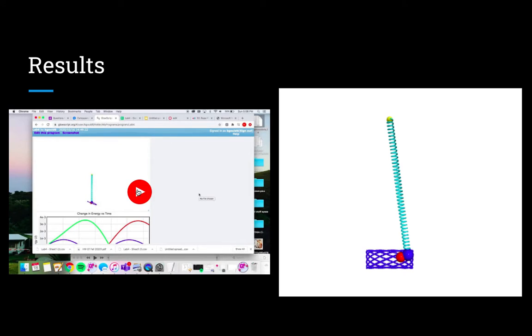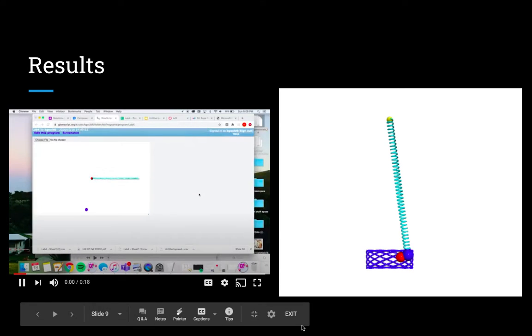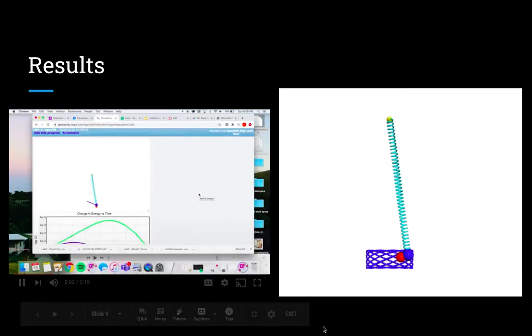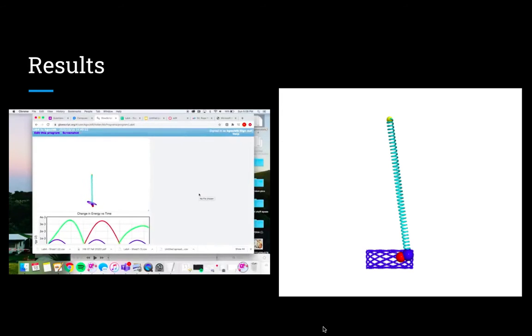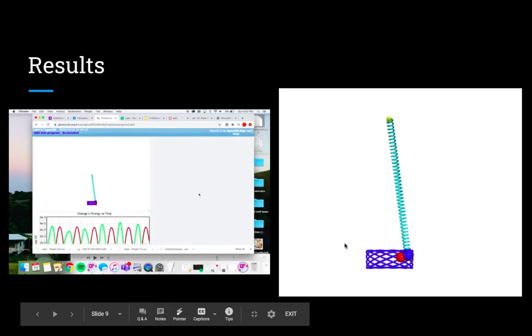And here are my results. Let me play this video. As you can see, that's exactly the way that the mass was moving in the Tracker video, and it's portraying this oscillating motion.